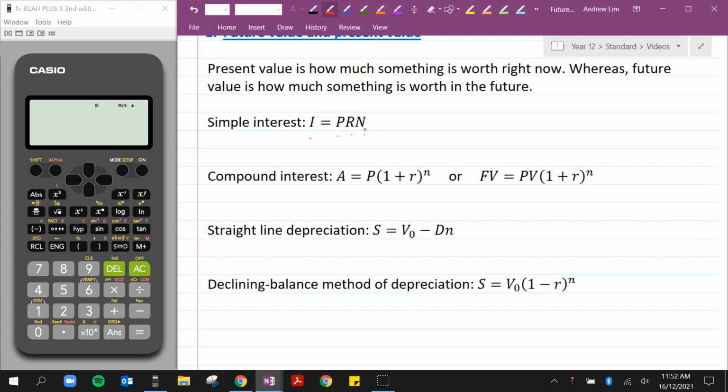Compound interest, the formula is A is equal to P times 1 plus R to the N, or the end amount is equal to the principal times 1 plus the rate to the power of N, the number of periods. Because this is what we learned in year 9, we're just going to replace A with FV, future value, and principal with present value. So the future value is equal to the present value, how much we invest right now, times 1 plus the rate to the power of N. Everything's exactly the same, we just changed the letters. This formula is on your formula sheet.